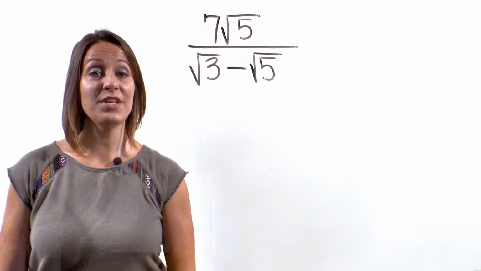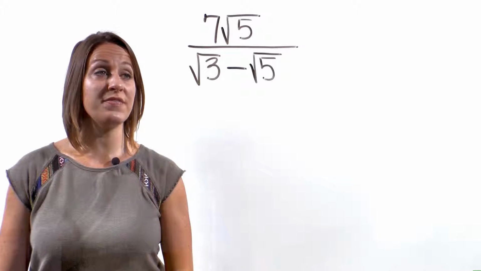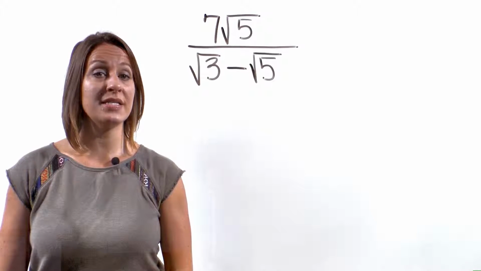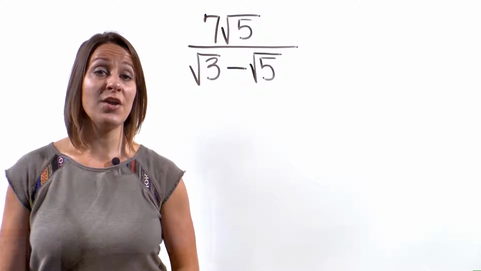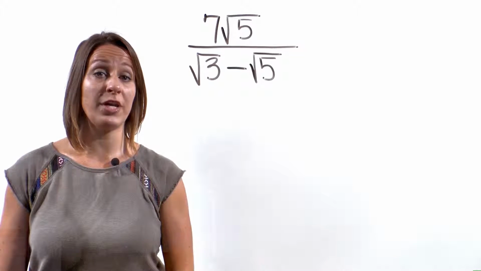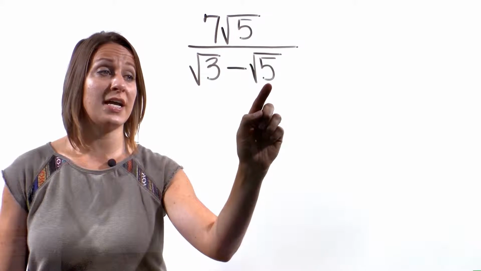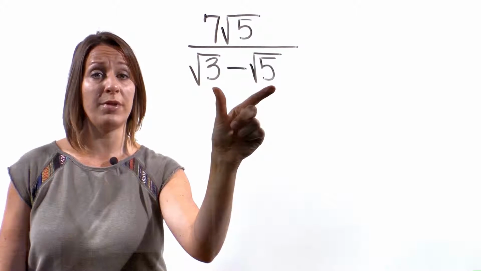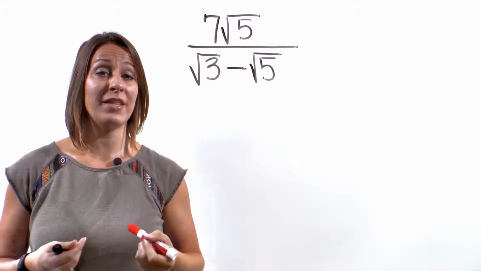Okay, let's do another example. This time we have 7 square root of 5 over square root of 3 minus square root of 5. It's not okay to leave these radical expressions in the denominator. Also, because this has a 3 under the radical sign and this has a 5, we cannot do this subtraction problem. So we are left with multiplying by the conjugate.